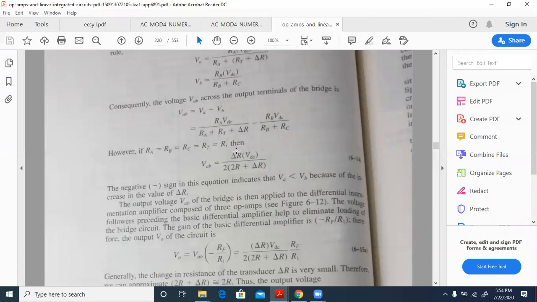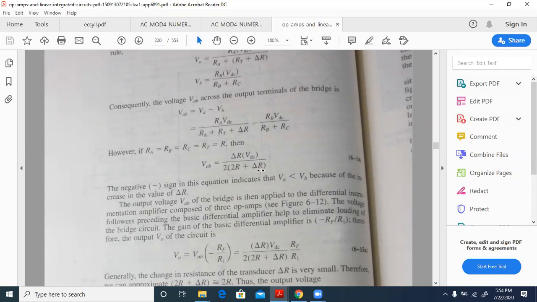For 70 degrees, this value will be 45. 70 minus 25 will be 45 with a plus sign, and this will be minus 45. This value will be minus 45. This will be plus 45. This will be minus 45. Okay. This will be plus 45 for VAB2. 70 minus 25 will be 45.